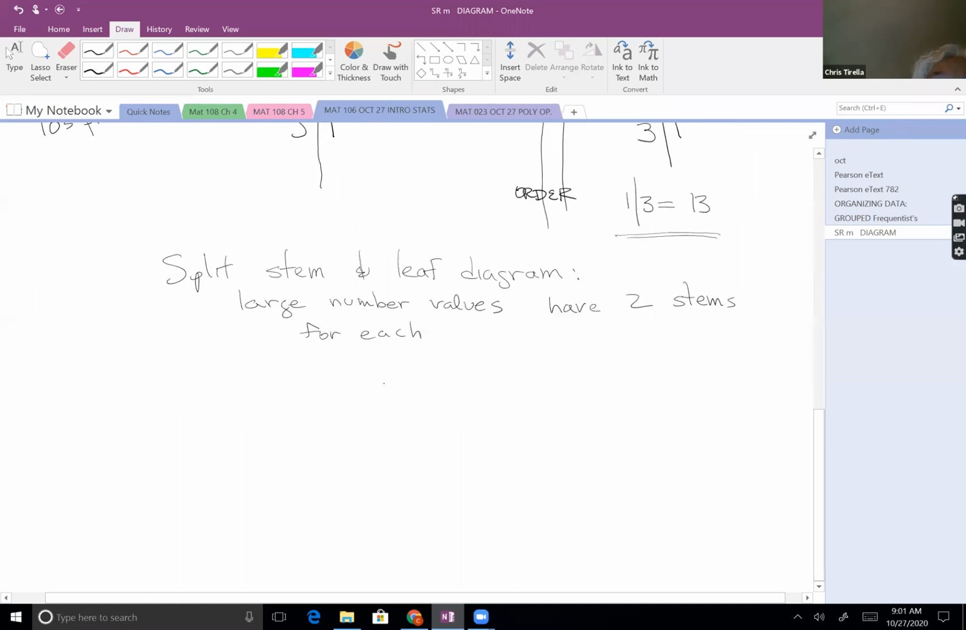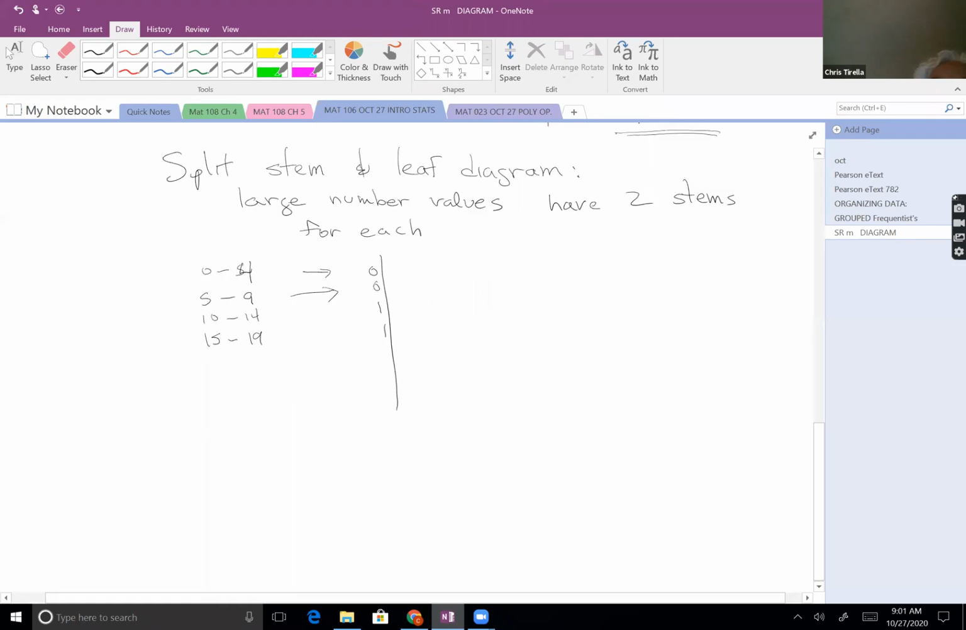I might have 2 zeros, and the first 0 would be for 0 through 4, and the second one would be 5 to 9. I might have 2 ones, and the first one would be 10 to 14, and the second one would be 15 to 19. And so we can split the stems so that it doesn't get quite as unwieldy, quite as long.